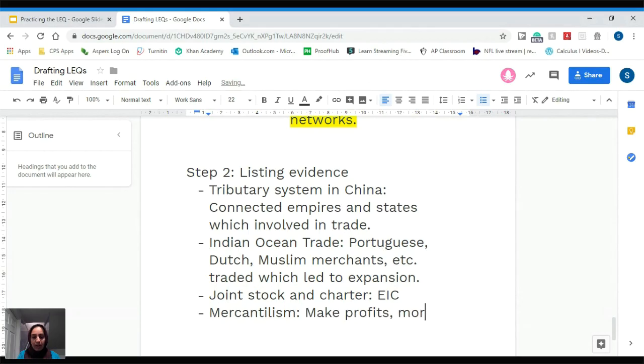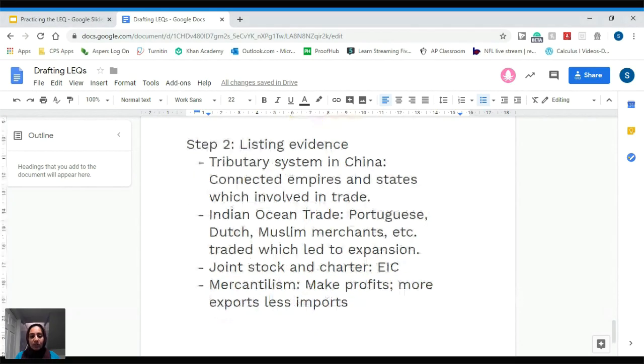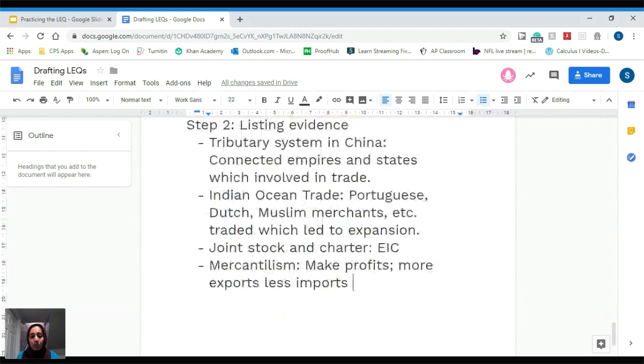So more exports, and this led to this trade. We didn't really talk about it, but the Americas were a big trade network. Again, we have the Europeans who want to come. Have you ever heard of the three G's: God, gold, glory? The Europeans want to come and explore for profit, for money making.